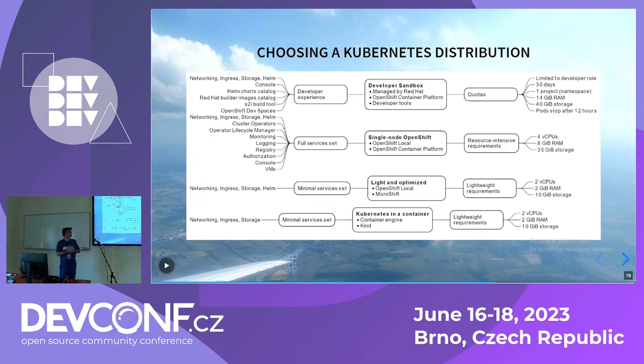We have started to create some extensions that help you initialize Kubernetes clusters. The first thing, the developer sandbox, is an OpenShift cluster managed by Red Hat, where you have OCP, the OpenShift Container Platform, plus some developer tools like Ansharp, the Red Hat Builder Image Catalog, OpenShift Dayspace, and S2I. So something in plus, and a lot of restrictions. You are a developer, you cannot be an admin.